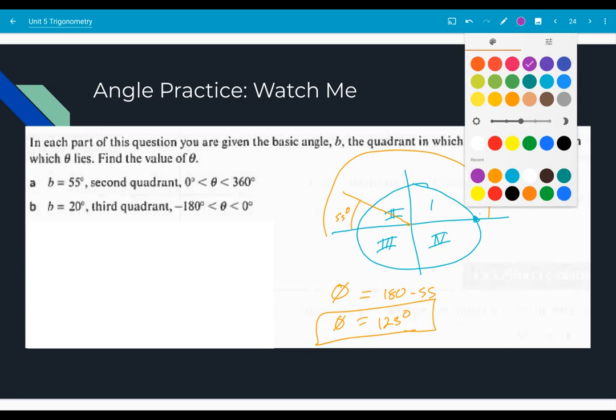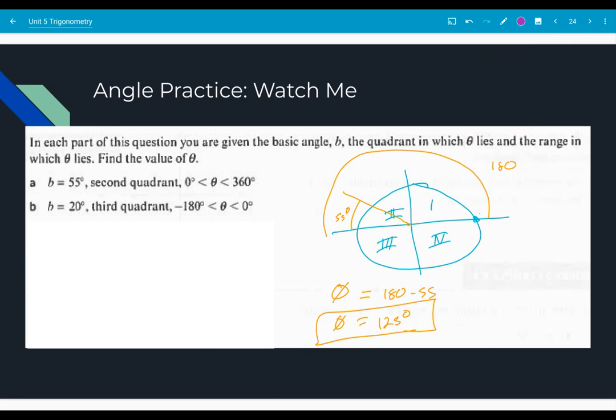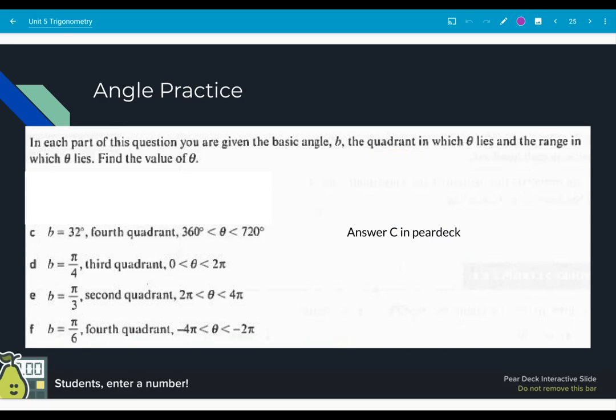Let's think about letter B. It's 20 degrees in the third quadrant. So we're in the third quadrant. Principal angle is 20 degrees, but theta is negative. So again, it's 180 degrees here. So theta is 20 minus 180 degrees. Theta is equal to negative 160. So there you go. Those are the two examples, and I've got several for you to work in class.